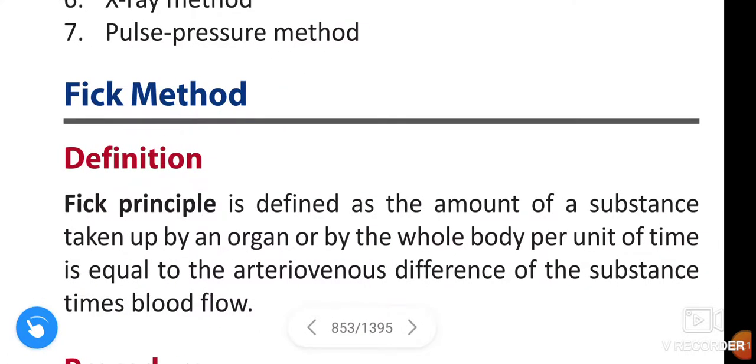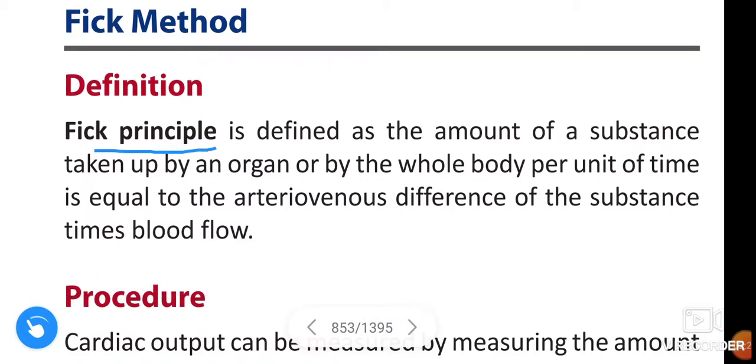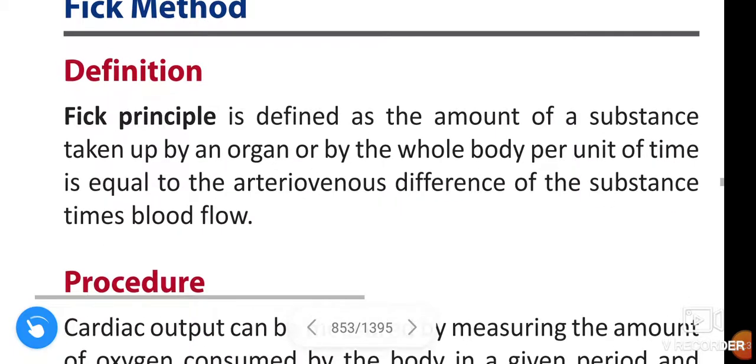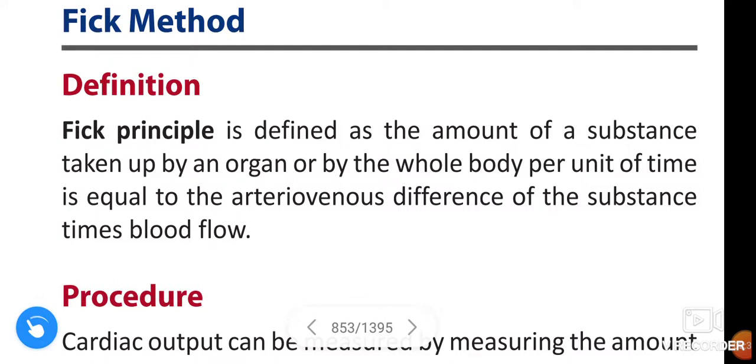First, the Fick method. Definition: the Fick principle is defined as the amount of a substance taken up by an organ or by the whole body per unit time is equal to the arteriovenous difference of the substance times blood flow.